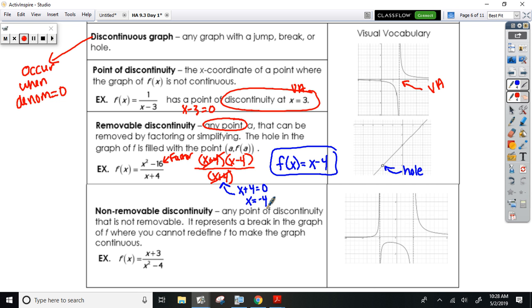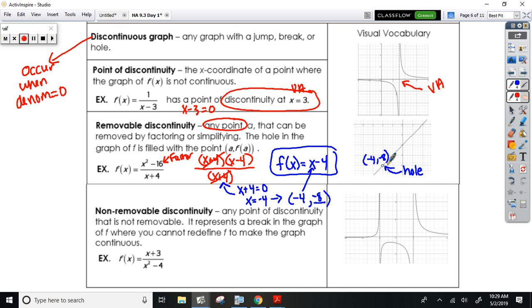That's not necessarily the case. This is a point. So you need to make this into an ordered pair, negative 4 comma something. To figure out what that y value is, you plug the x value into the simplified equation. So negative 4 minus 4 would get me that the hole right here is at negative 4, negative 8. It's also called a jump discontinuity because you're jumping over.